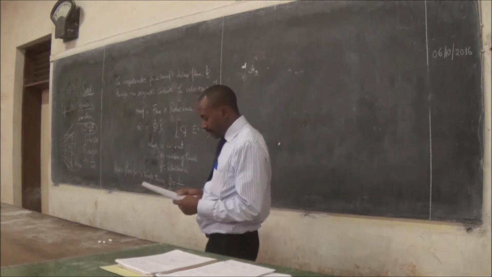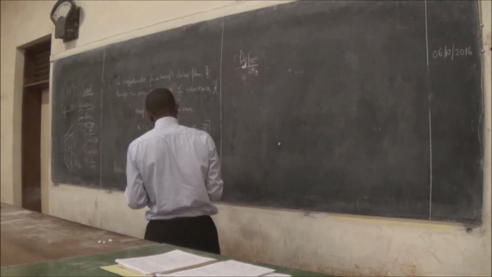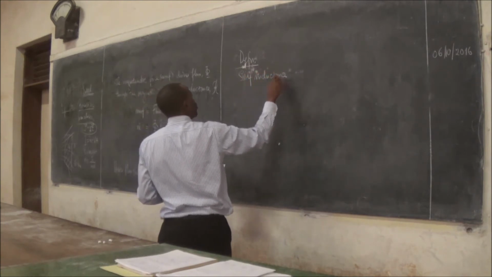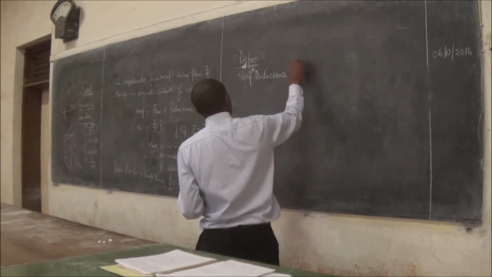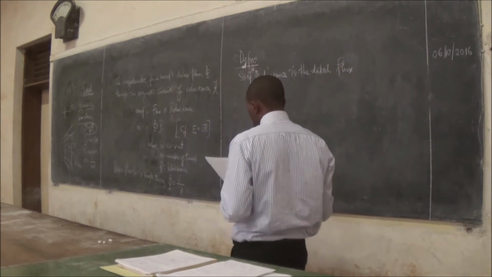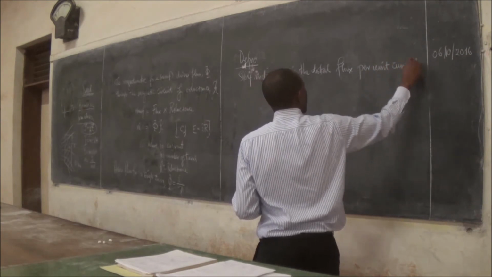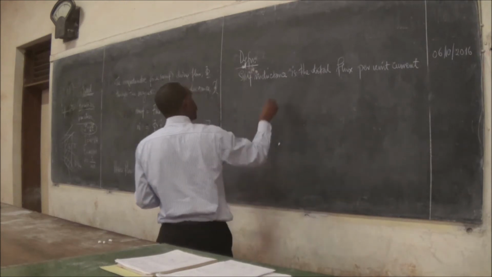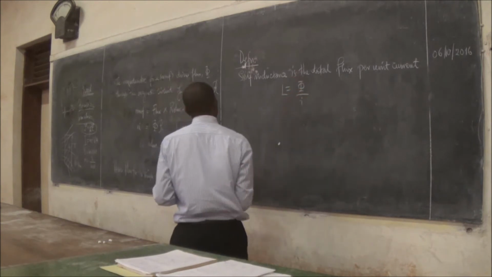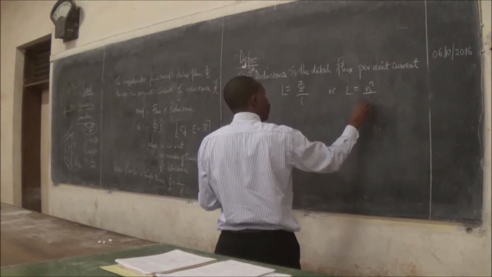So we have the definition: self-inductance is the total flux per unit current, and that means that the inductance is phi over I, or we would have that L is equal to N squared over script R.